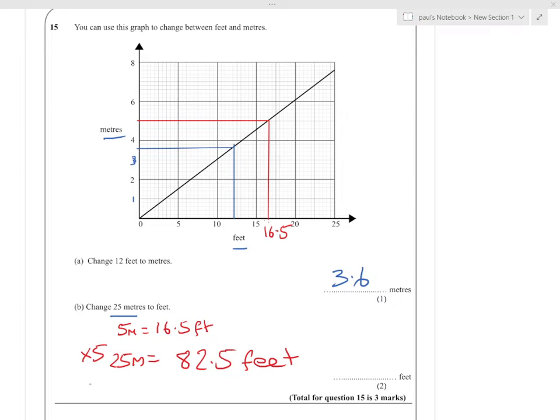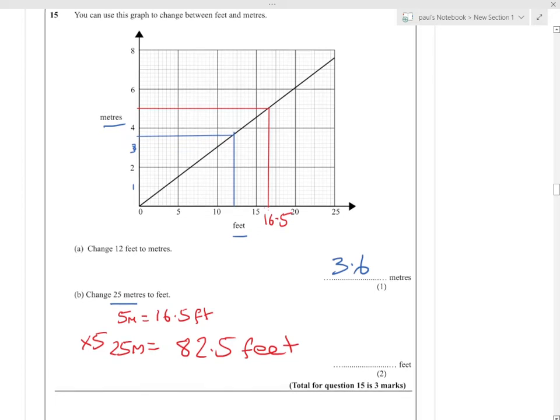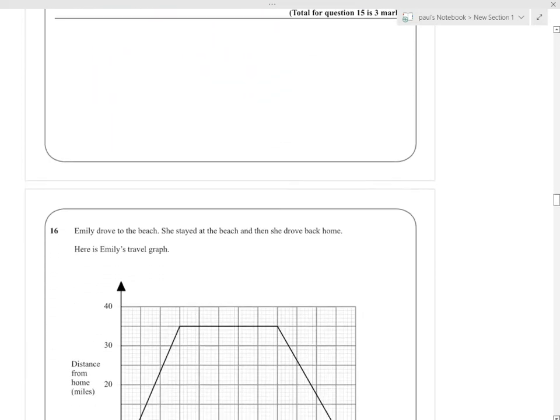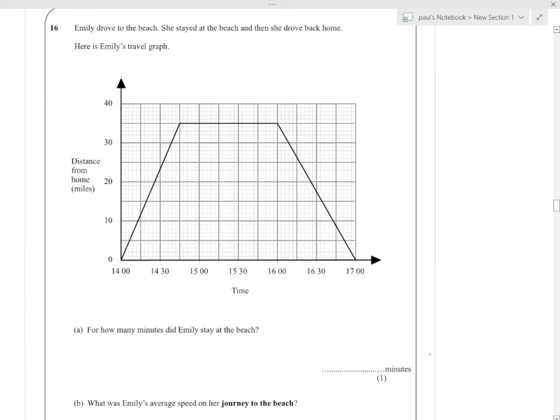Right, what's the next one coming up? Question 16. Emily drove to the beach. She stayed at the beach and then she drove home. Here's Emily's travel graph. So this is the distance from home. So for how many minutes did Emily stay at the beach? So this is the bit where she didn't go anywhere. She didn't go further away from home. So it's this bit we need.